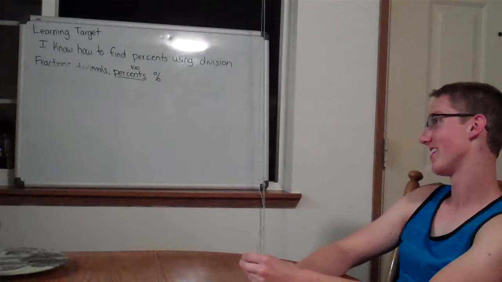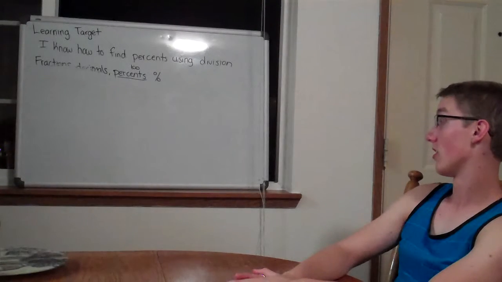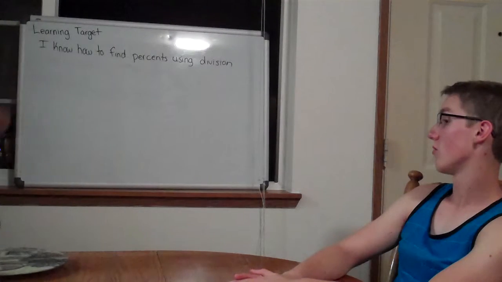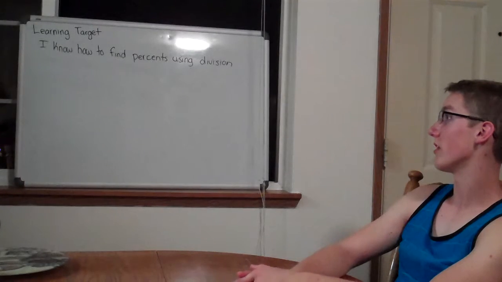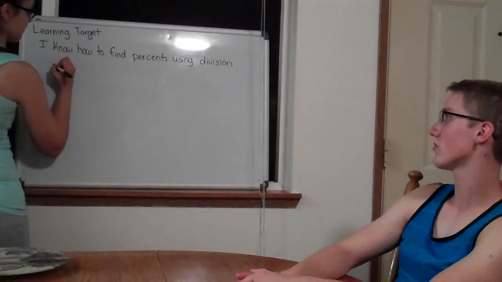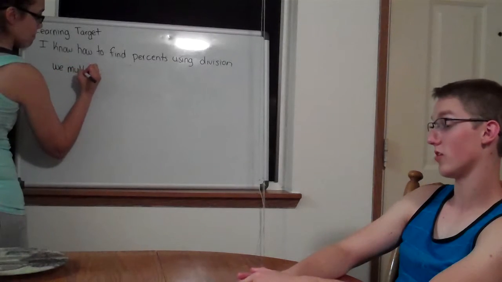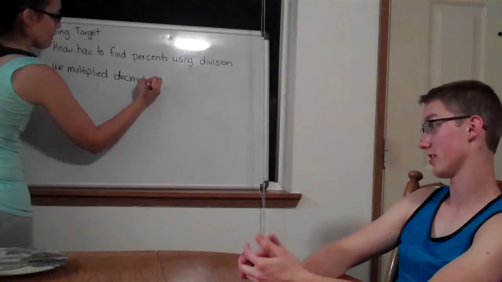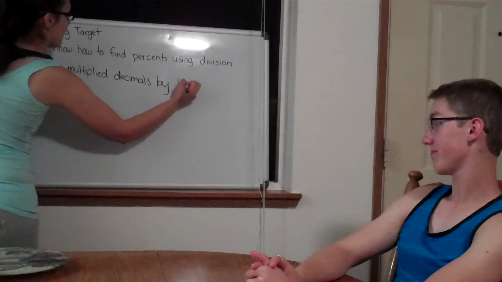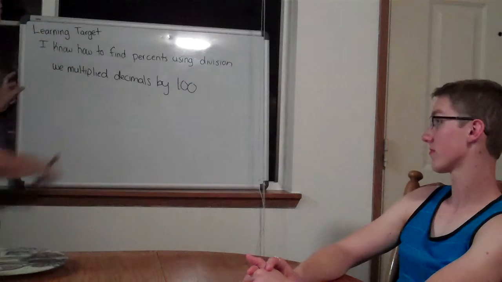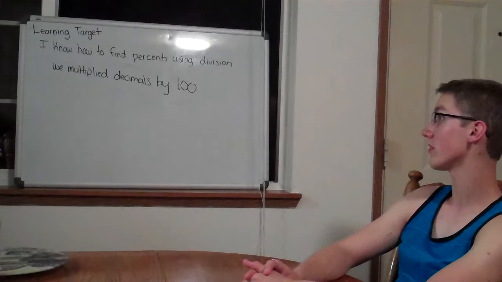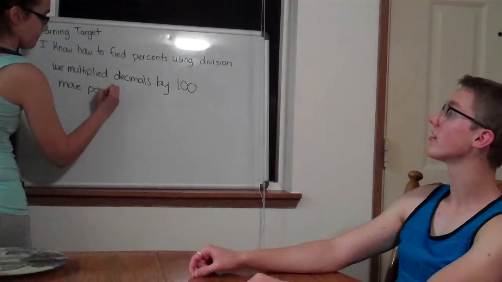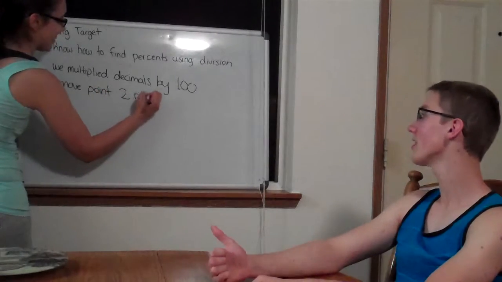So, how can you say that you've met the learning target for today? I know how to find percents using division because we did what? We multiplied by 100 everywhere. We multiplied what by 100? Decimals first. We multiplied by 100. And then I don't remember what else we did. And what's the easier way that we can remember instead of multiplying decimals by 100? What's another way we can say that? Move the decimal point by 2. Which direction? To the right. Good job.